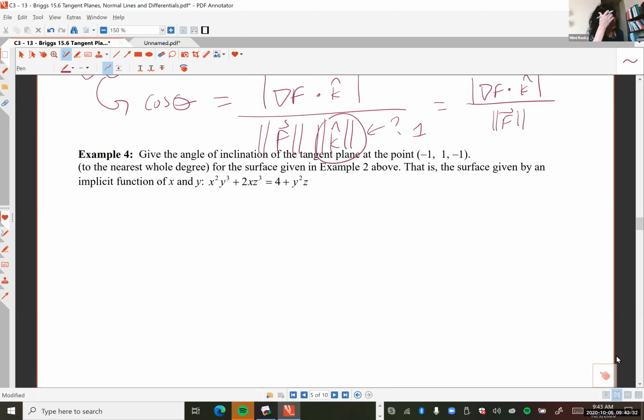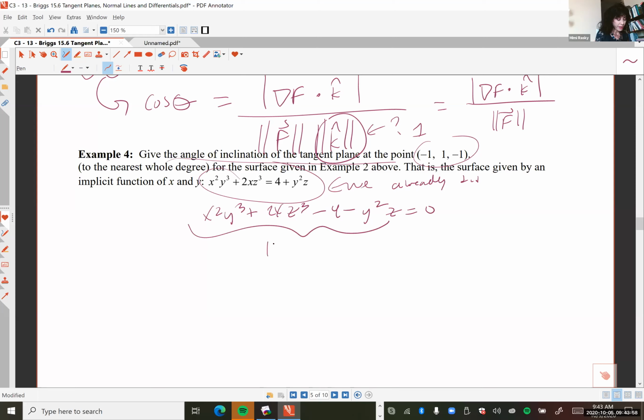So they want us to find the angle of inclination for the tangent plane at this point, for the surface given in example 2 above. So the surface was this guy. Remember, we already got the gradient. We already did. And remember, we got everything on one side and 0 on the other. Just to remind you of how you tackle this, you first do this.